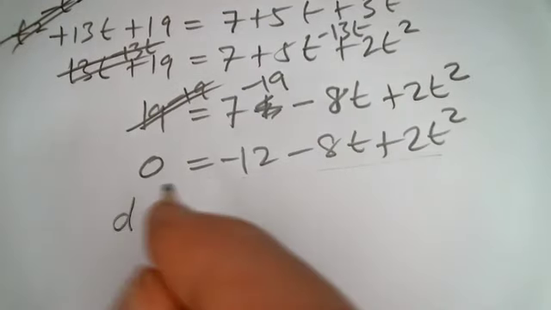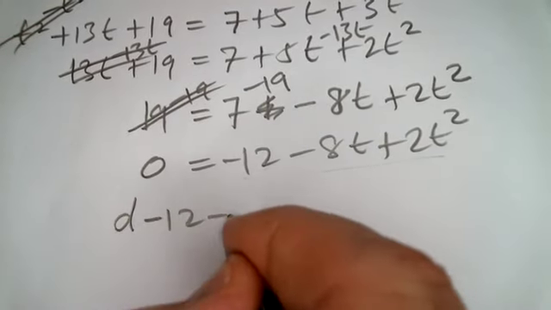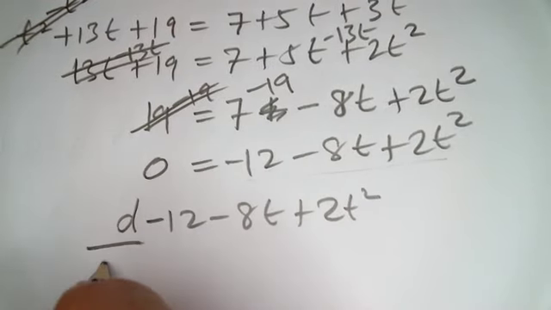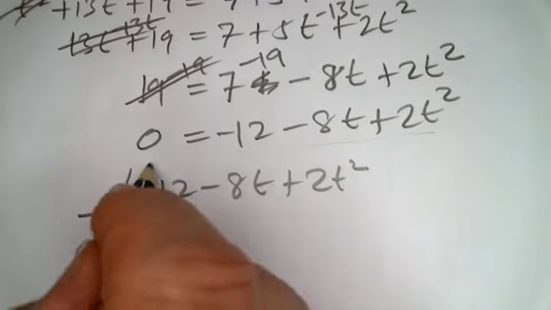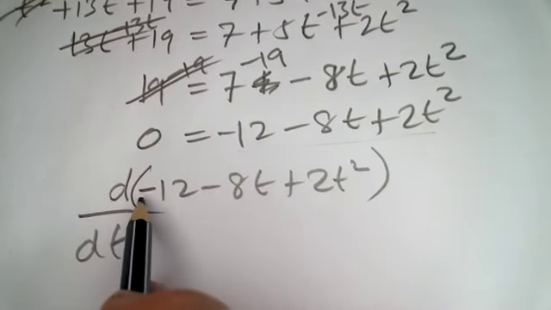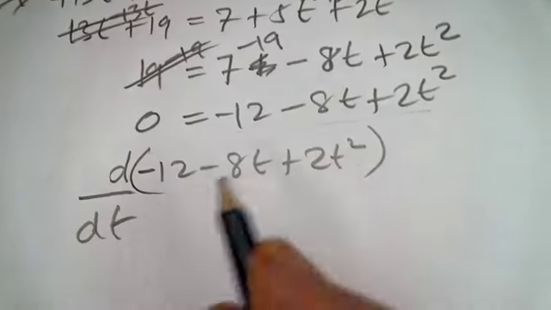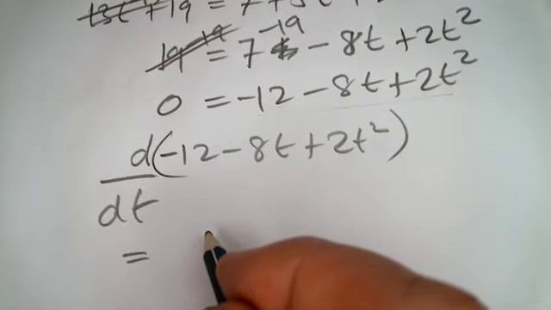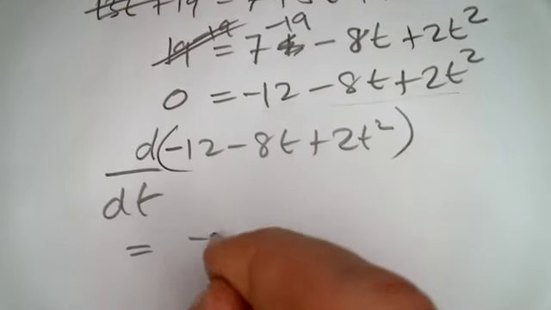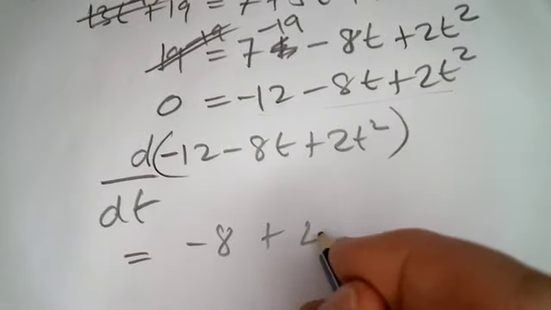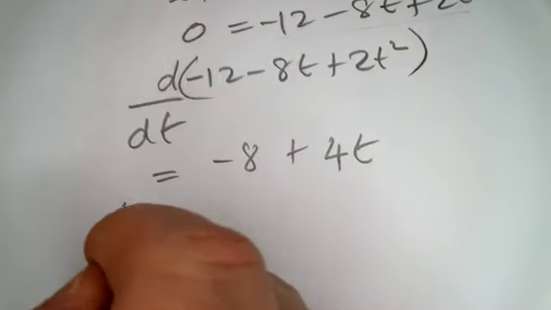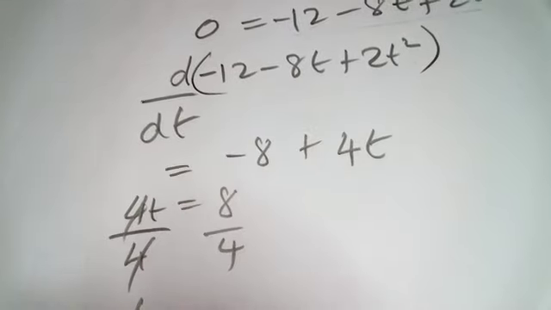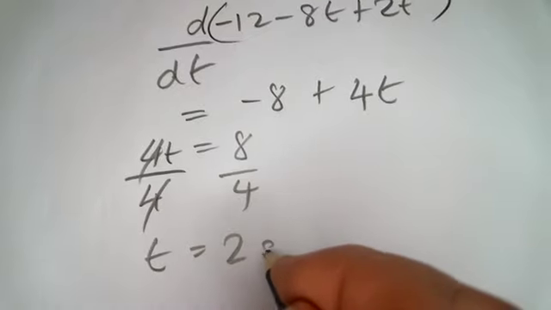So let's go ahead. We're going to differentiate minus 12 minus 8t plus 2t squared with respect to time. So there it is. This becomes minus 8 plus 2 twos are 4t. So 4t is equal to 8. Divide both sides by 4, and t would equal 2. So that would be 2 seconds.